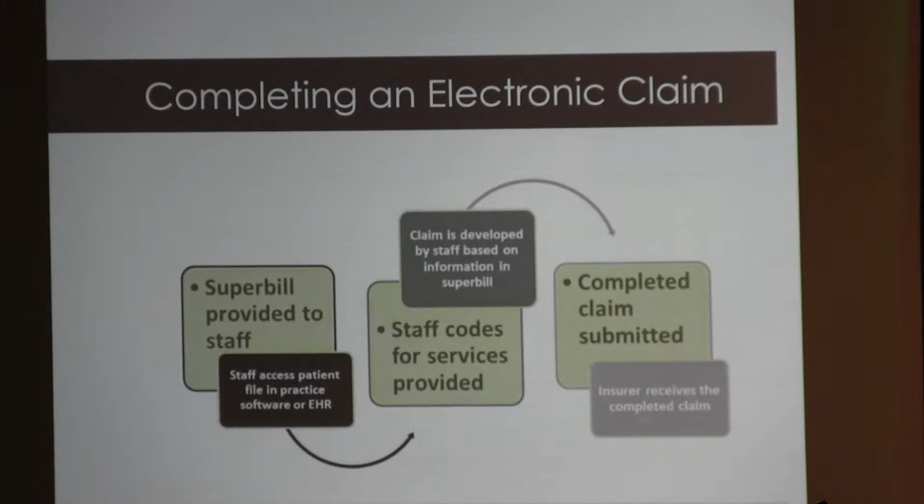So how do we complete an electronic claim? The coding and the billing staff, they use the electronic claim system which has practice management software in it now. We no longer use the paper superbill. We're using the EMR and all of the documentation that the doctor put into the EMR in order to generate the bill. So the superbill is provided to the staff.